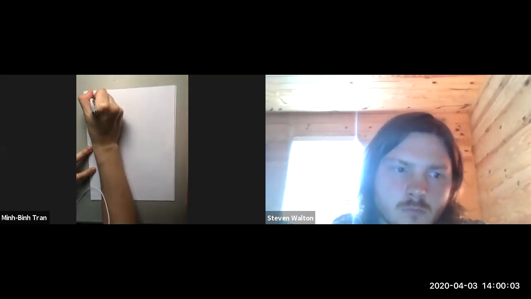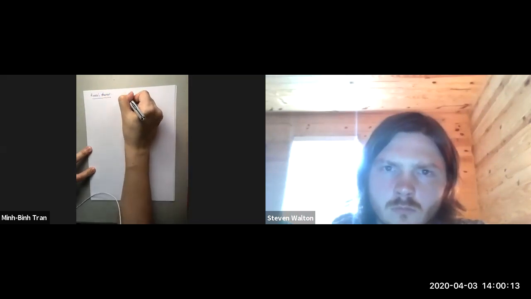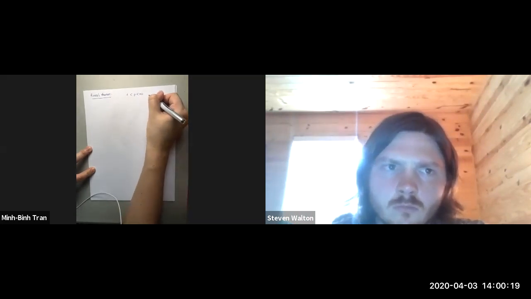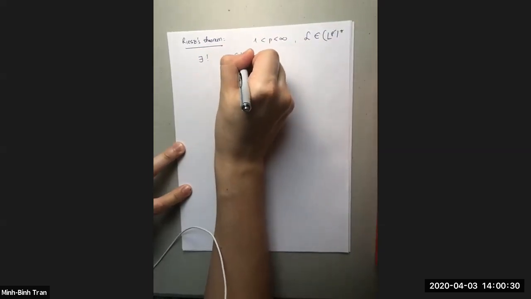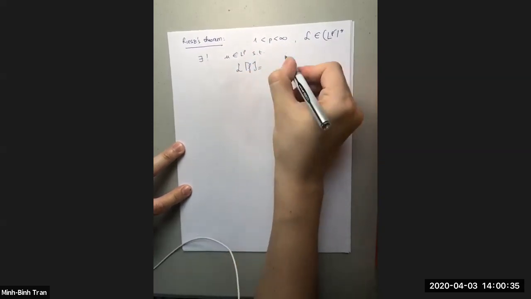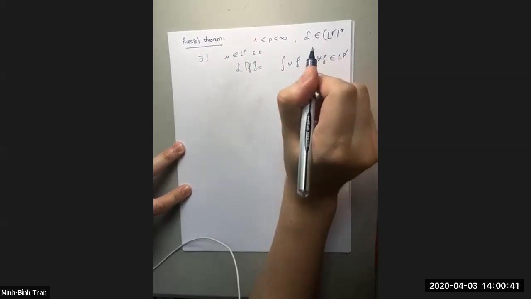In the previous class, we were trying to prove the Riesz theorem. So what is the Riesz theorem? The Riesz theorem says that if 1 < p < infinity, and suppose that L is in (L^p')*, where p' is the dual of p, then there exists a unique function u in L^p such that L(f) = ∫uf for all f in L^p'.